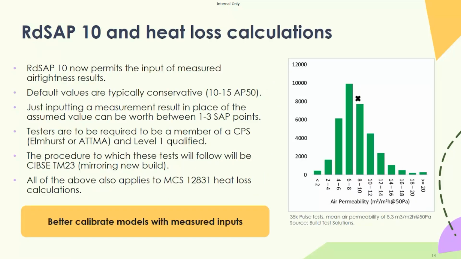So yes, RdSAP 10 now permits the input of measured air tightness values. Typical default values, if you would otherwise use the lookup tables, you're typically assuming the air permeability to be in the order of 10 to 50 at 50 pascals. On the chart on the right here, we've got a sample of 35,000 Pulse tests, all unique individual existing properties. There's no new build in here. And the mean air permeability is 8.3 at 50 pascals. And you can see there a really wide distribution.